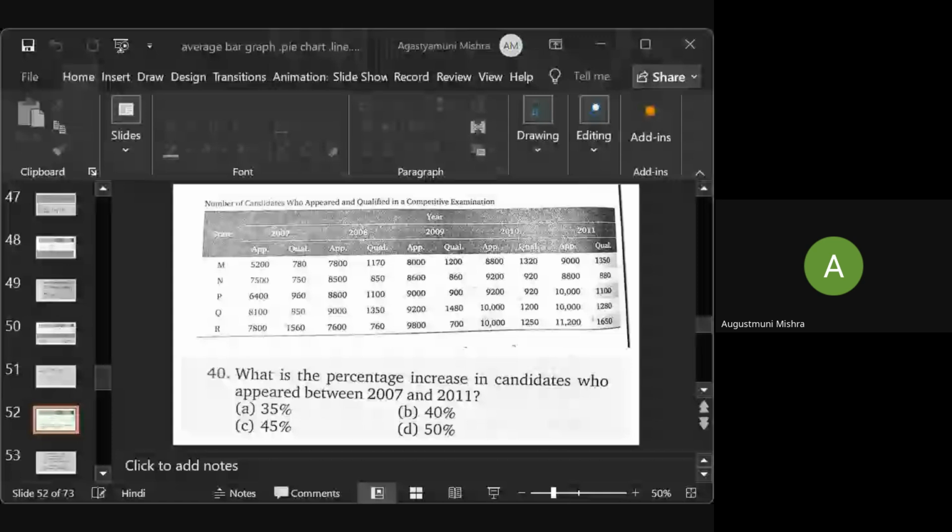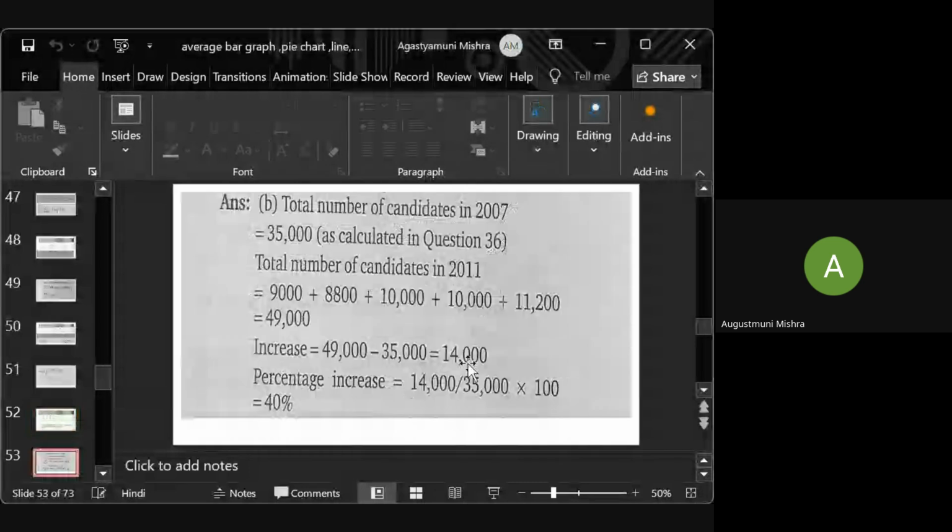Okay, now I'm changing the slide. The correct answer is 40%. Because all these questions are interconnected, once you get the answer in the previous question, like this one, which says calculated in question 36, the total number of candidates, this is also one trick to solve another question very rapidly.